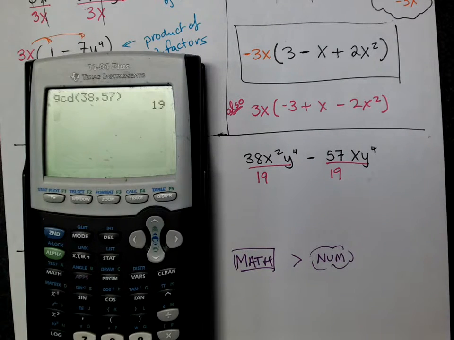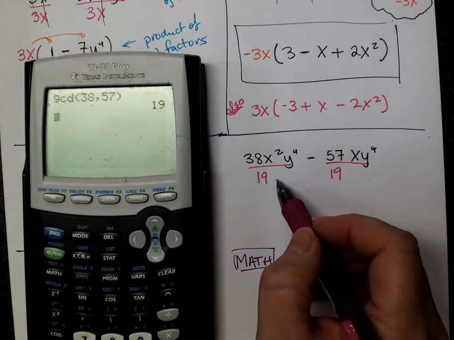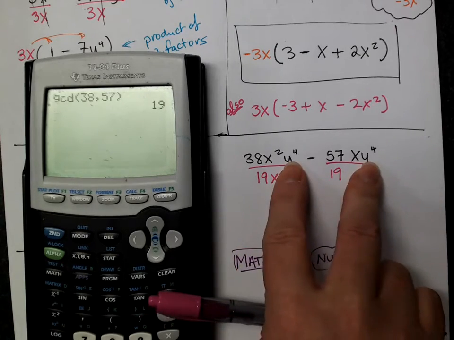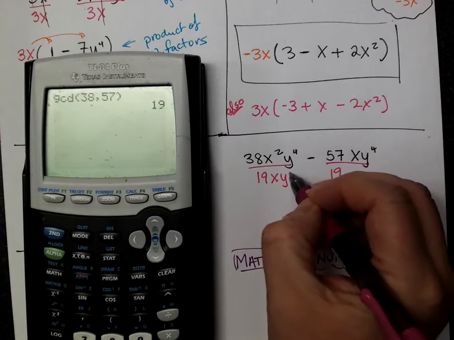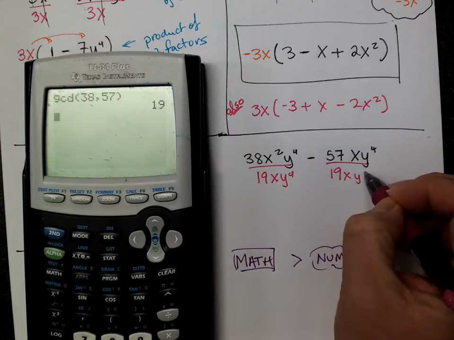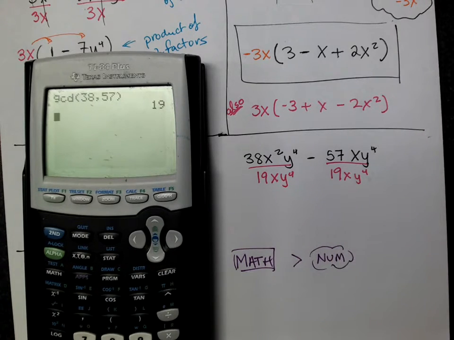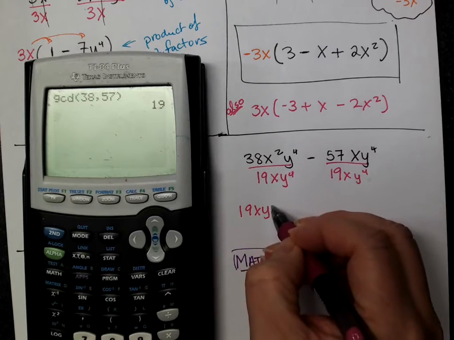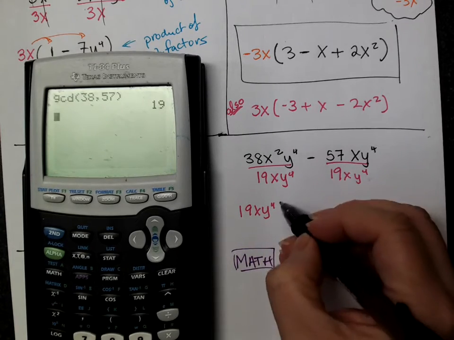Now, is there a variable GCF? Yes. What is it? X. They have one X in common, and y to the 4th in common. So both of them have x, y to the 4th in common. The smallest exponent will be the most you can take out of any of them, of each like base. Okay, so that's my 19xy to the fourth, and immediately put up my parenthesis.